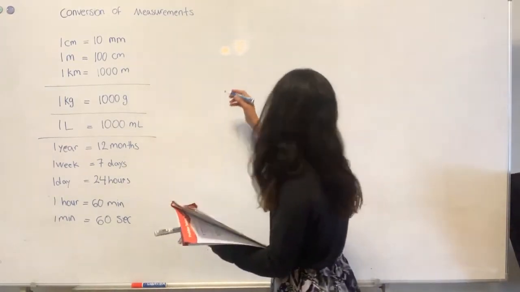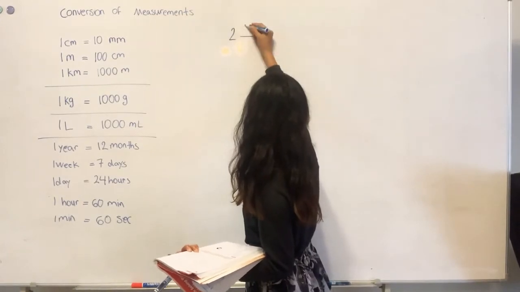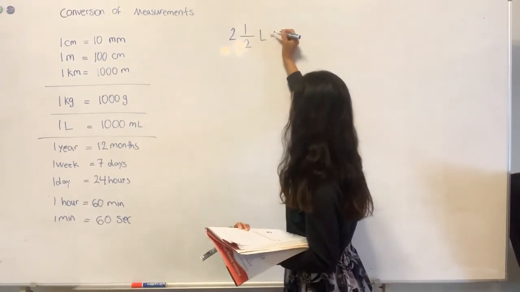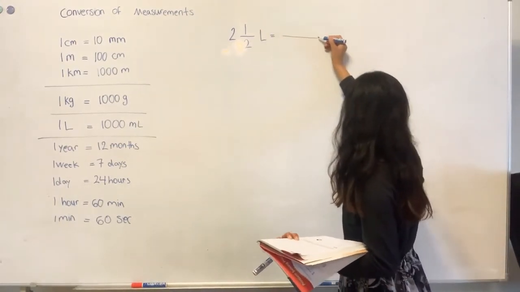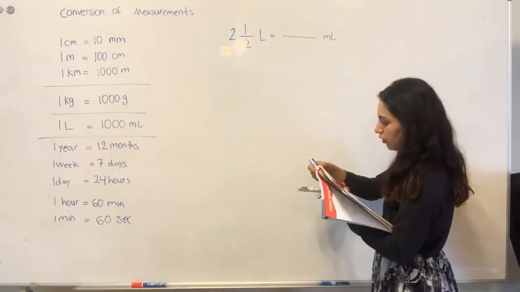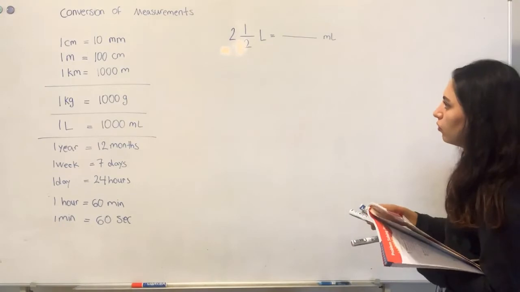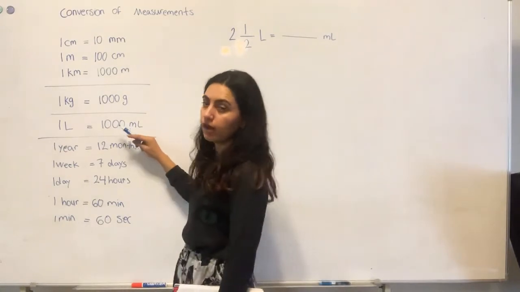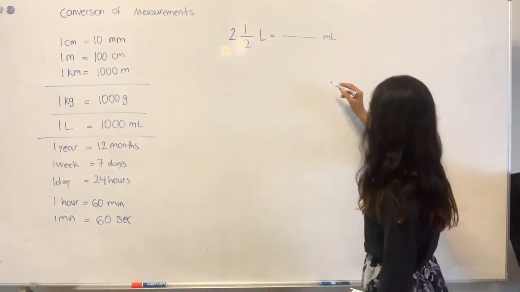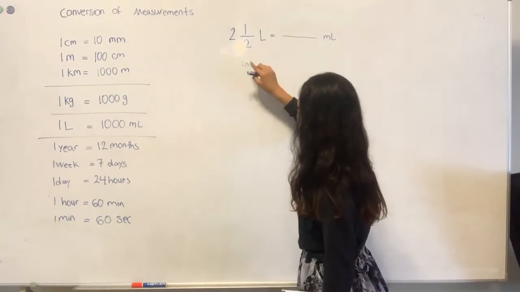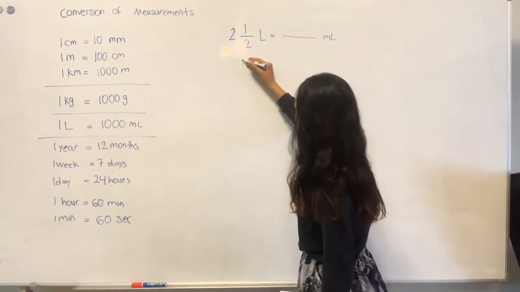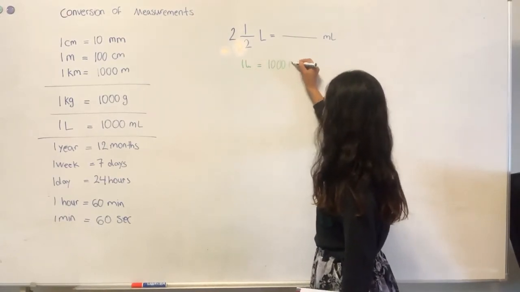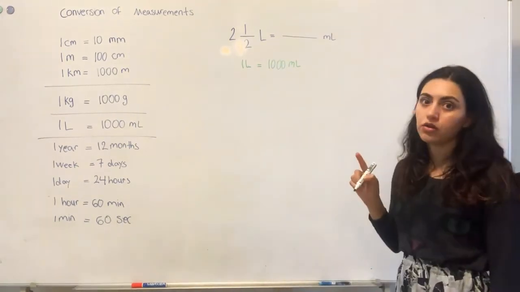So we have 1/2 liters. We want it in milliliters. So the first thing I need to do is to look for 1 liter is how many milliliters. So I can find it here. 1 liter is 1000 milliliters. So 1 liter equals to 1000 milliliters. That's the information I know.